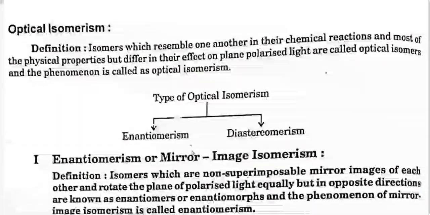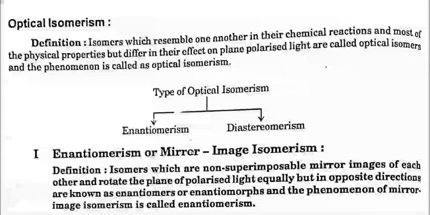Optical isomerism. Isomers which resemble one another in their chemical reactions and most of the physical properties but differ in their effect on plane polarized light are called optical isomers, and the phenomenon is called optical isomerism. Types of optical isomerism: enantiomerism, diastereomerism.